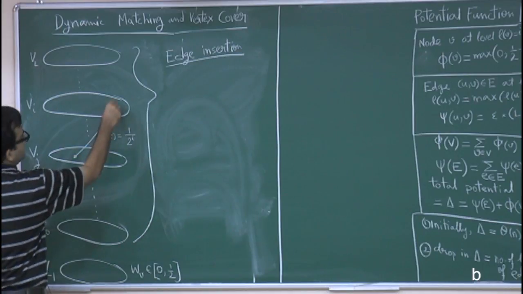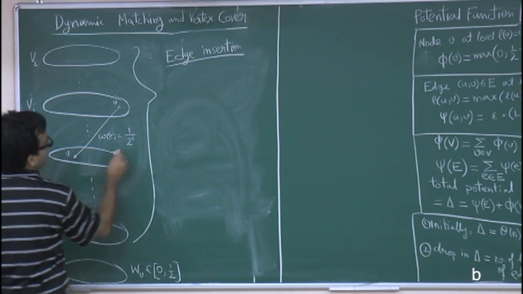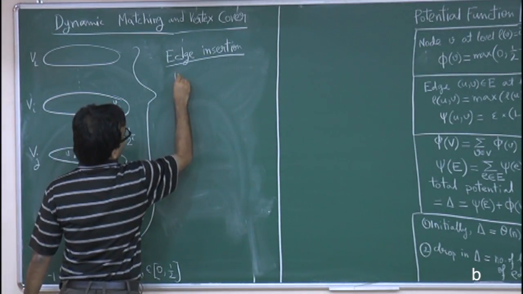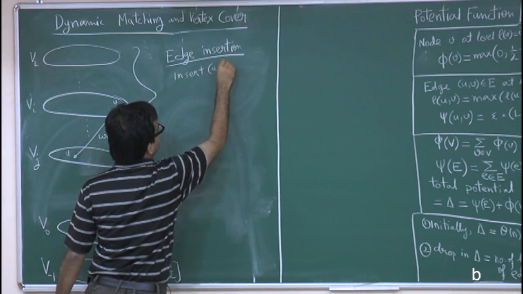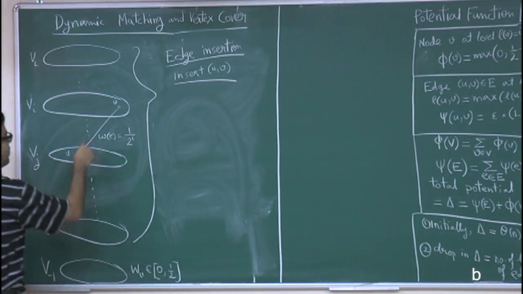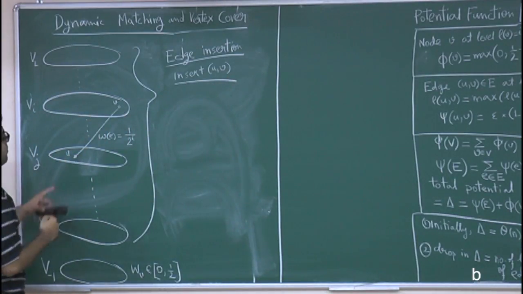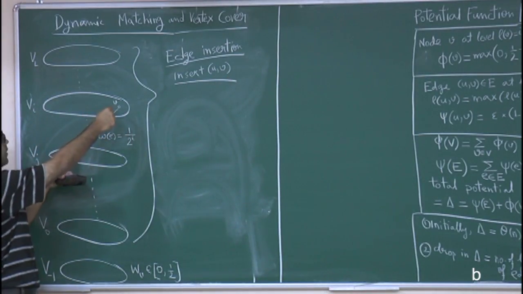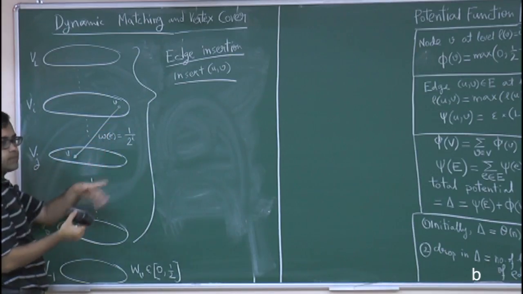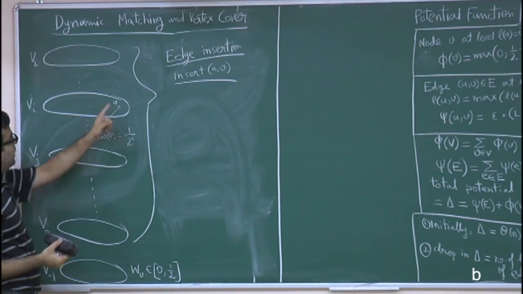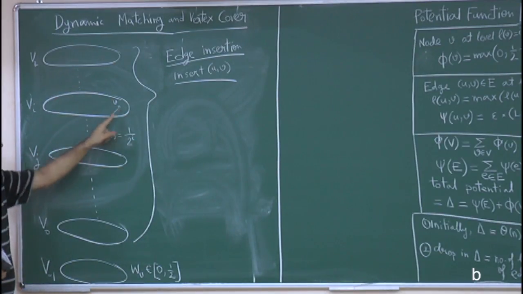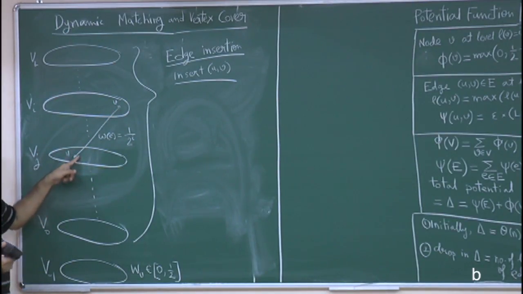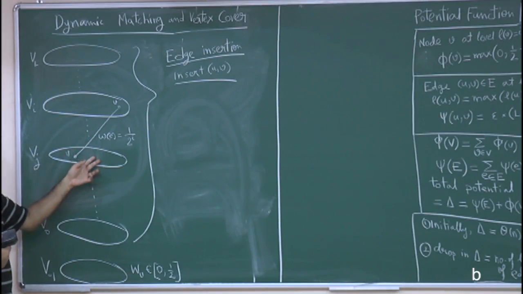So, suppose this edge UV is being inserted. When this edge UV is being inserted, what will happen? This edge will get a weight that is 1 by 2 to the power I, and hence the weight of the endpoints will increase, and these endpoint weights can now become greater than 1. Hence, they will violate the invariant that we want to maintain.